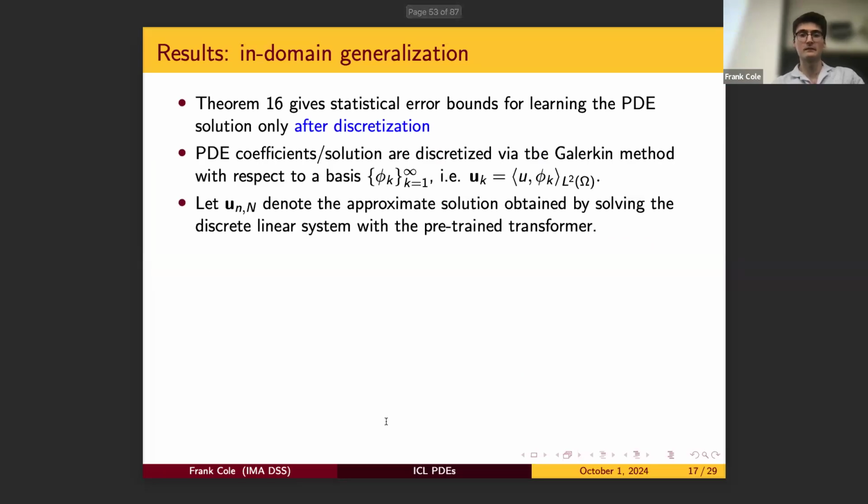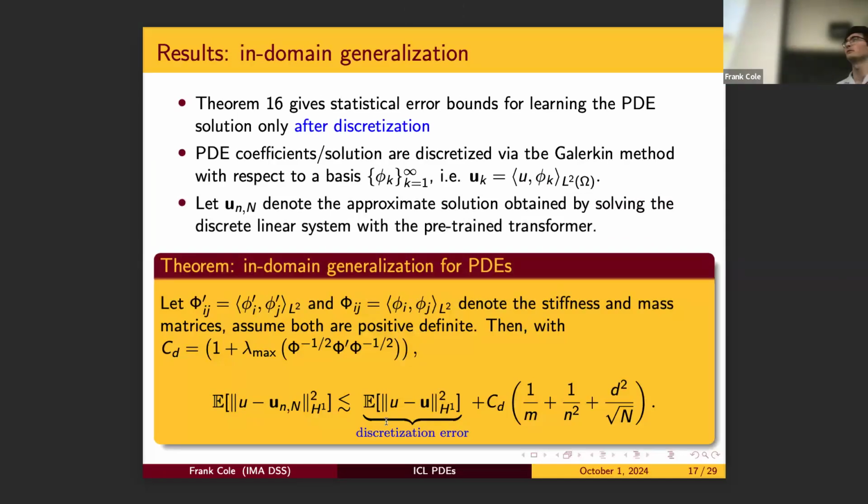In this case, you have a result that says you have the mean squared H1 error between the true solution and the function obtained from the pre-trained transformer. And you have basically a sum of two terms, where the first term is a classical discretization error. The bold U is the vectorized or discretized version of U after you clip a certain number of the coefficients, and the non-bold U is the true solution. So this first term really only depends on the choice of discretization. The second term is basically the same term from the previous slide.